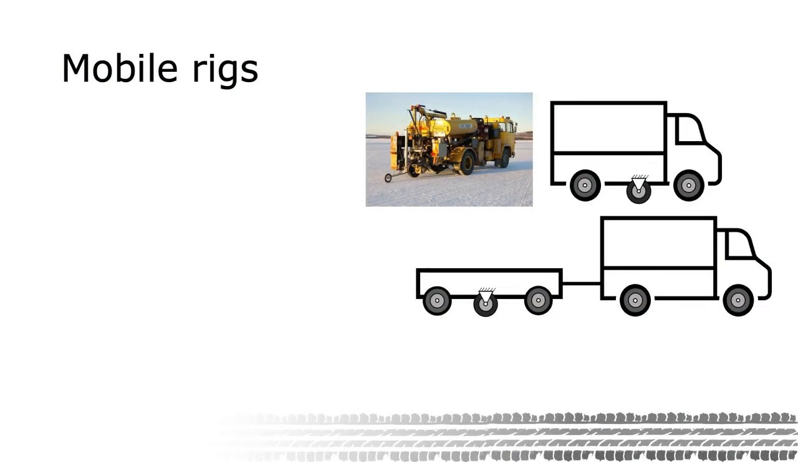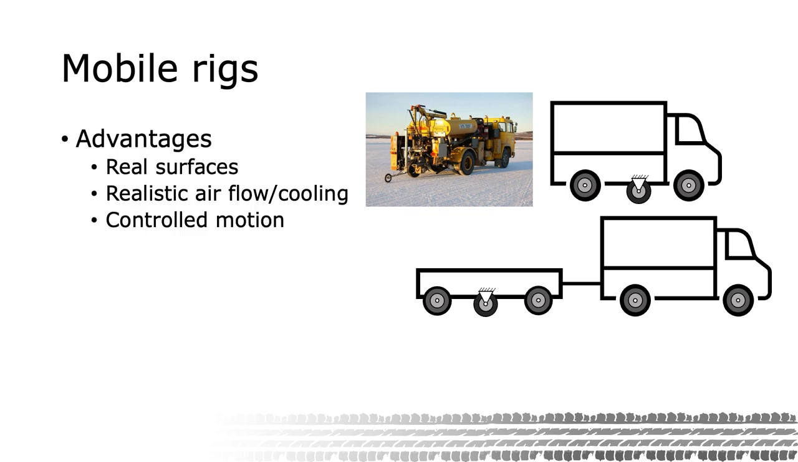Mobile rigs are test vehicles that are fitted with a test tire. The test tire and the associated steering, braking, and sensing of it can be mounted on a truck or a trailer. The obvious advantage of mobile test rigs is that they can perform tests and measurements on real test surfaces.